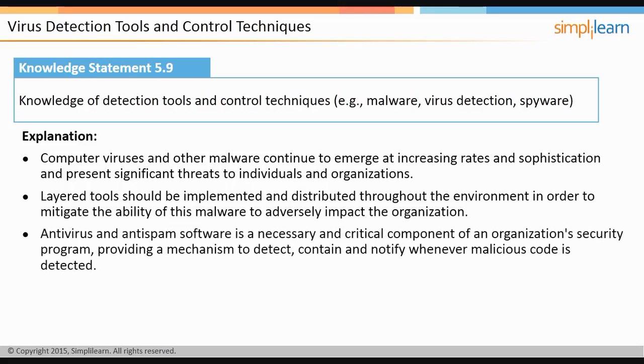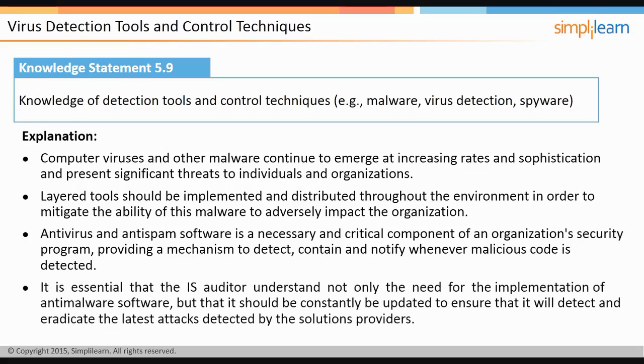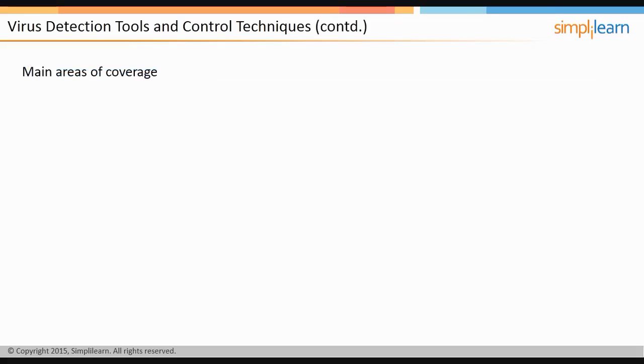Antivirus and anti-spam software is a necessary and critical component of an organization's security program, providing a mechanism to detect, contain, and notify whenever malicious code is detected. It is essential that the IS auditor understand not only the need for the implementation of anti-malware software, but that it should constantly be updated to ensure that it will detect and eradicate the latest attacks detected by the solutions providers. Viruses is what we will focus on next. In the next few screens, we will learn about viruses.